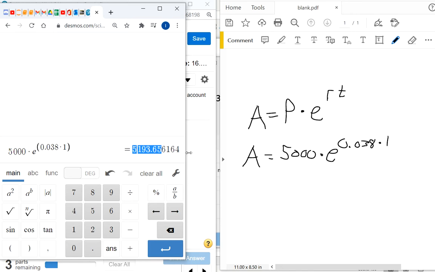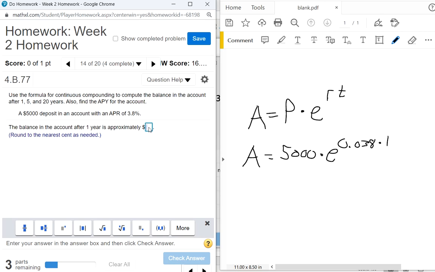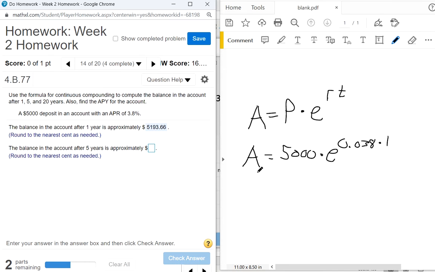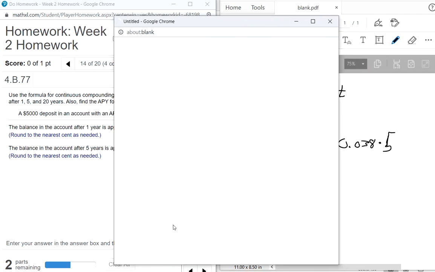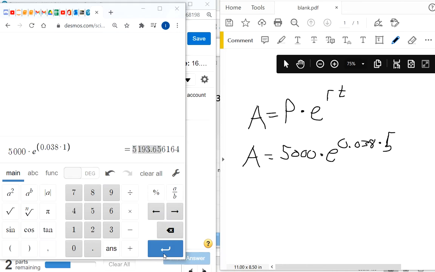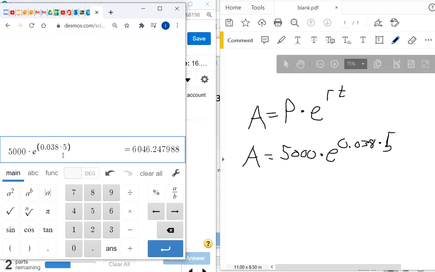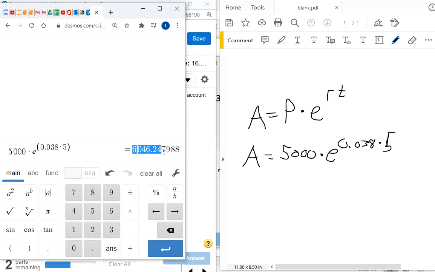So here's how much money we expect to have. I've got to round that cent up, so that should be 66 cents because of the 5 that was behind it. Now after 5 years, it's the same thing, except instead of a 1 up here for time, we're putting a 5 up there for time. So I'm going to change this 1 to a 5, making sure it's still in the exponent position. I hit enter. Well, actually, I don't even have to hit enter. The cent gets rounded up because of that 7.